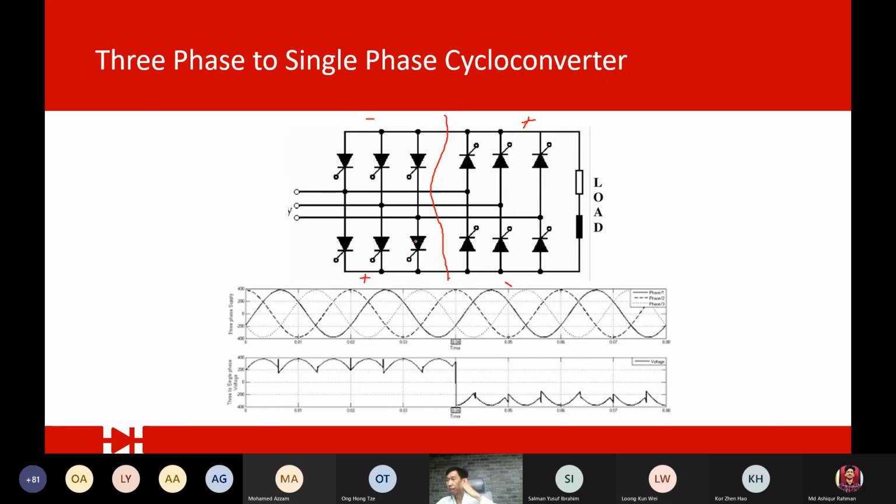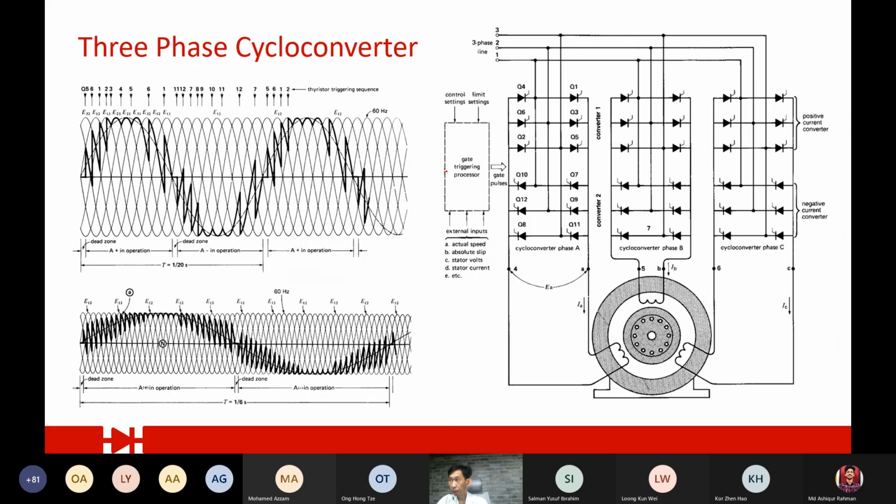And you add another set of this, it becomes a 3 phase to single phase converter. Okay, so this one I didn't do any examples. And of course, like I said, usually we don't do that as a standalone. So in practical, this is what happens to a 3-phase cycloconverter.